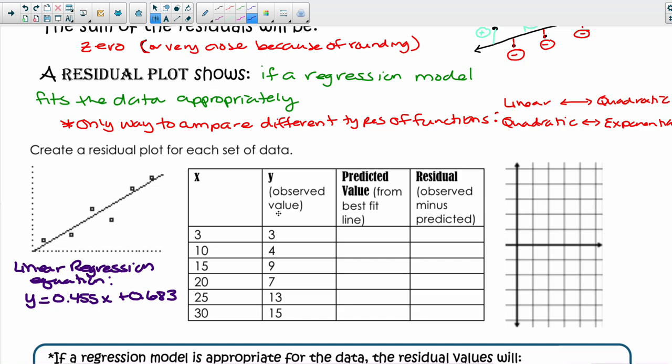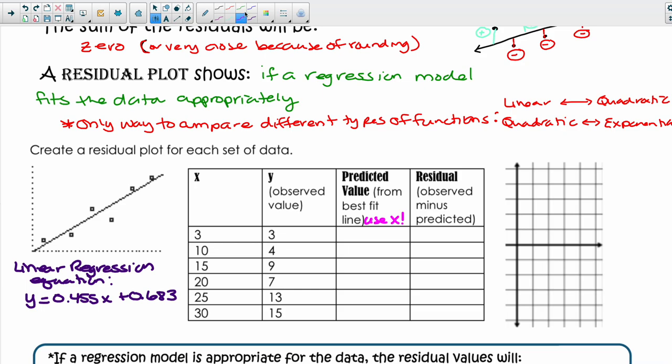So the observed value right now at x of 3, the observed y value is 3. When x is 10, the observed y value is 4. That's the actual data that we see, the scatter plot. The predicted value is when we use the x value from the best fit line, or from the linear regression equation in this case.